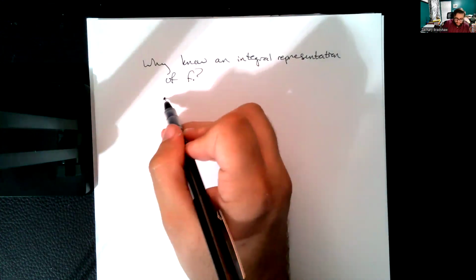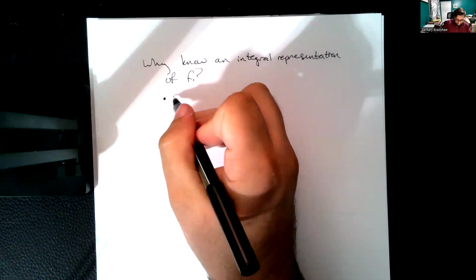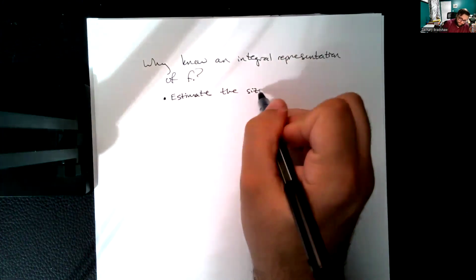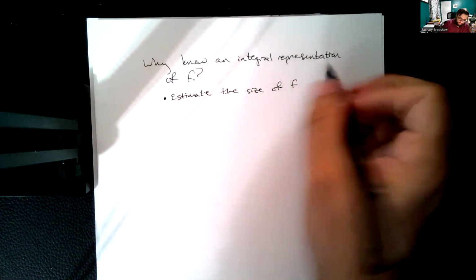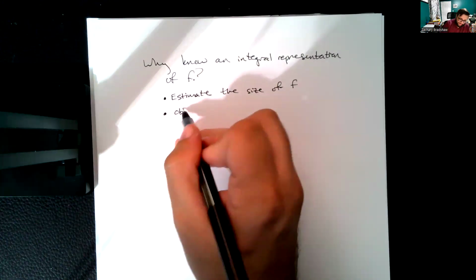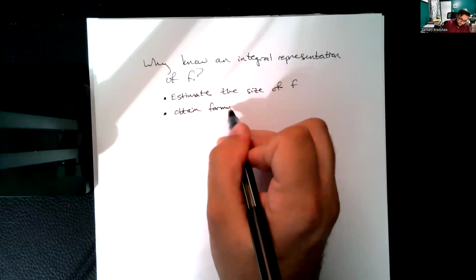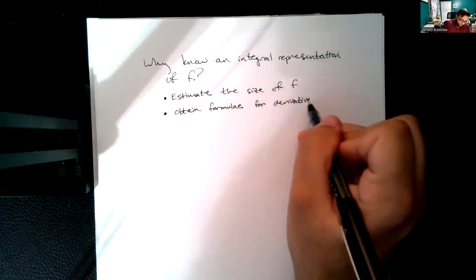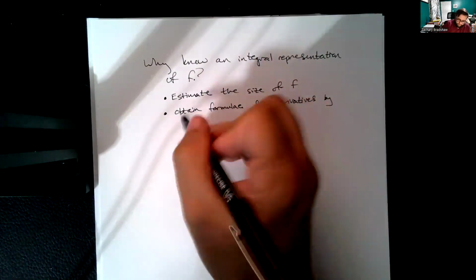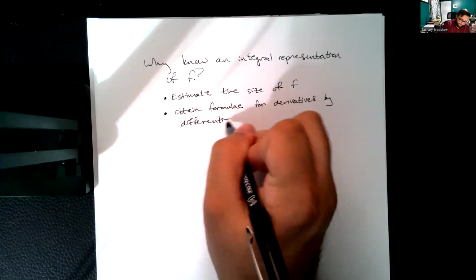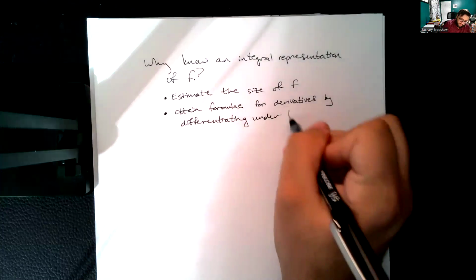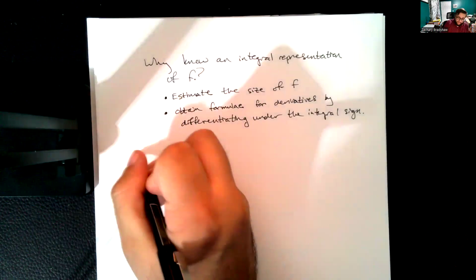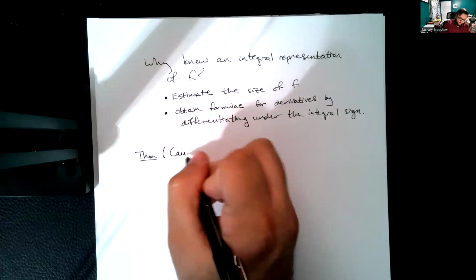And well, I think there are at least 2 good reasons. One is you can use it to estimate the size of f. And 2, you can use it to obtain formulae for derivatives of f by differentiating under the integral sign. Okay, so with that in mind, here is Cauchy's integral formula.